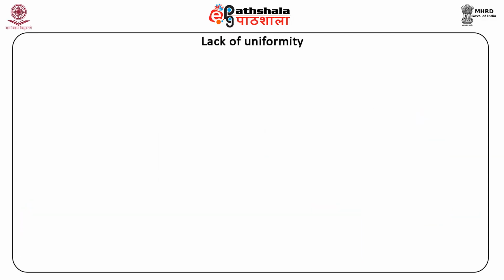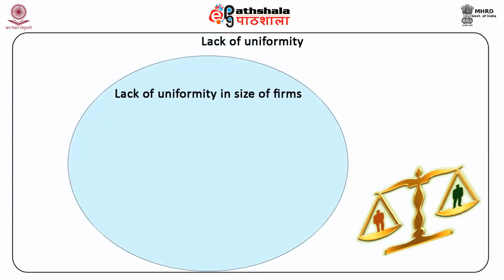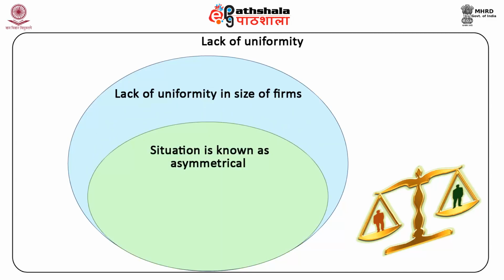Lack of uniformity. There exists lack of uniformity in the size of oligopolistic firms. It can be small or very large. Such a situation is also known as asymmetrical, with firms of a uniform size being rare.